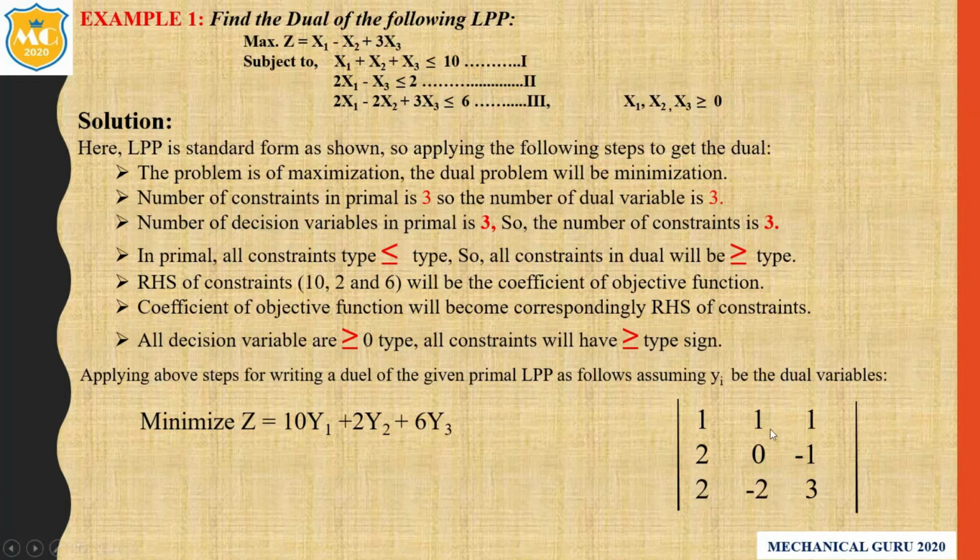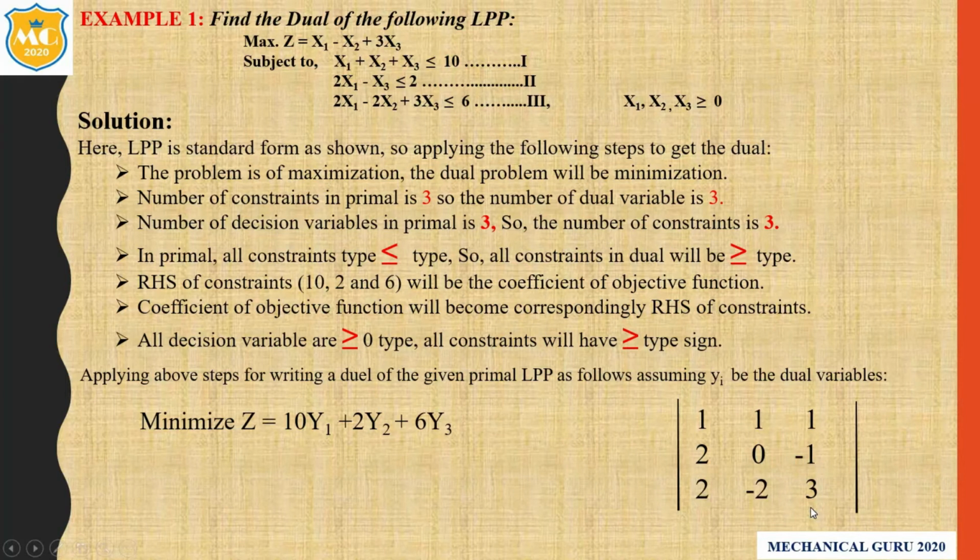Okay, so here we just have to prepare one matrix. In that we write down the technological coefficients. For the first equation, 1, 1, 1, and all the signs are positive. In the second constraint, x2 is 0 and x3 is minus 1, so 2, 0, minus 1. And the last, 2, minus 2 and 3.